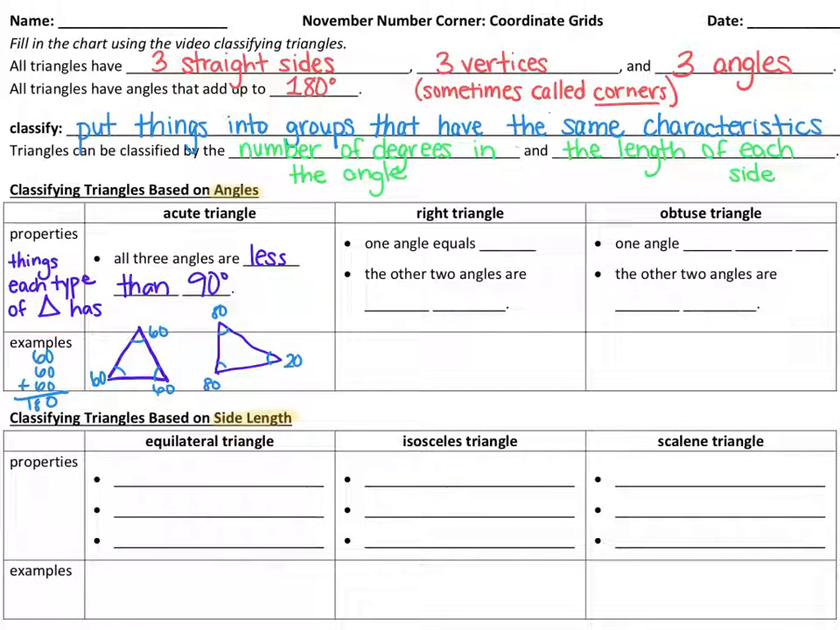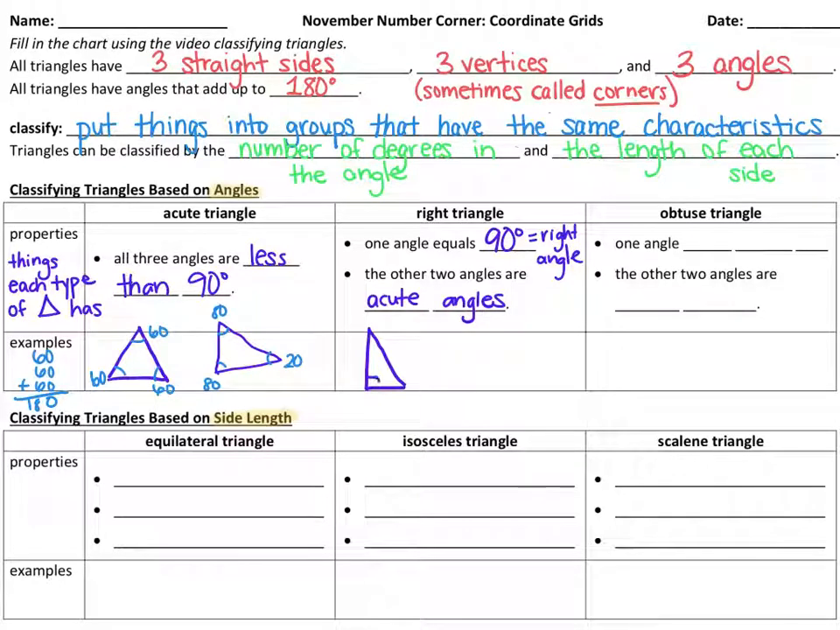Moving on to the next one, right triangle. A right triangle has one angle that equals 90 degrees because 90 degrees is the same as a right angle. So a right triangle has to have a right angle in it. The other two angles are acute angles. So a right triangle always looks like an L.